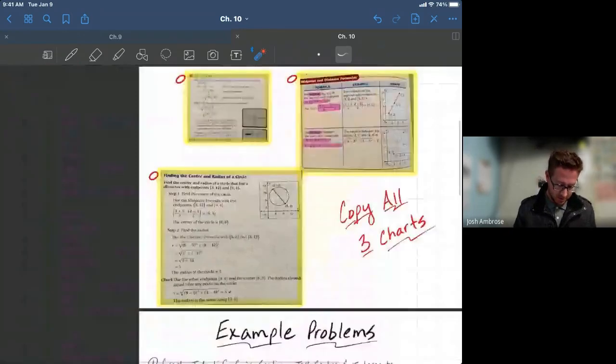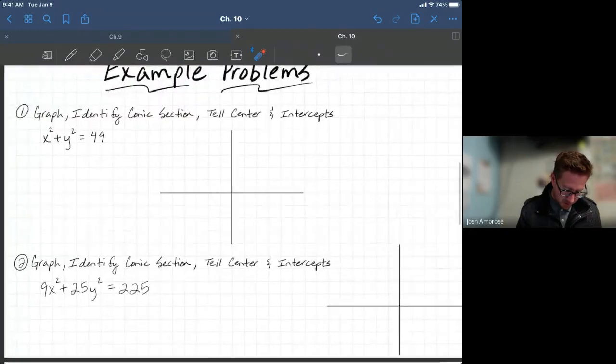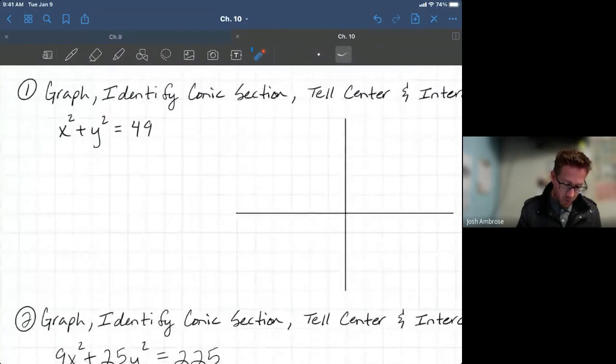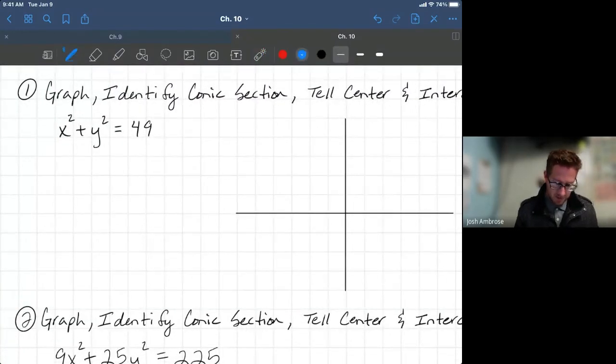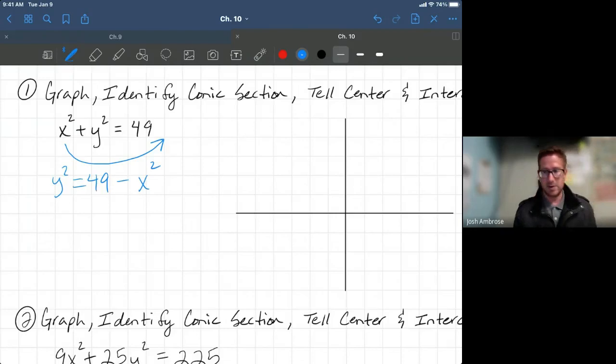Okay, so let's go ahead and do our example problems right here. So step 1 is always solve for y. Step 1, solve for y. That allows us to plug it in to the graphing calculator for y1 and y2. All right, so get that x squared over there, giving us y squared equals 49 minus x squared.